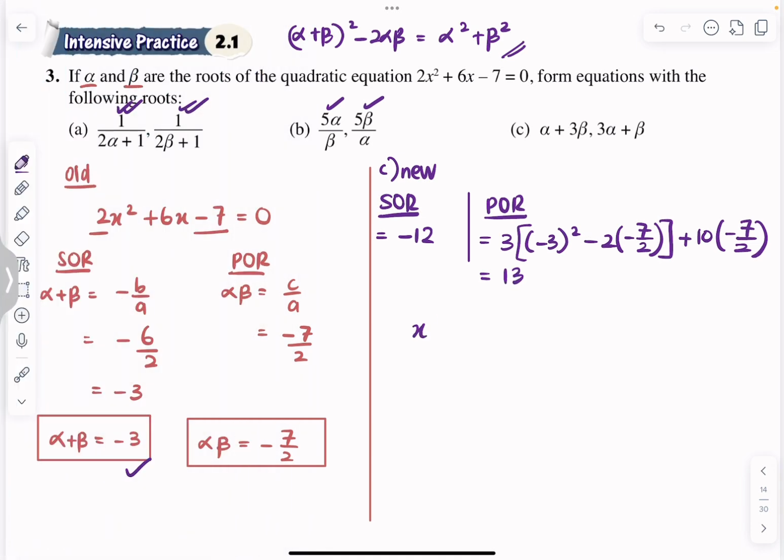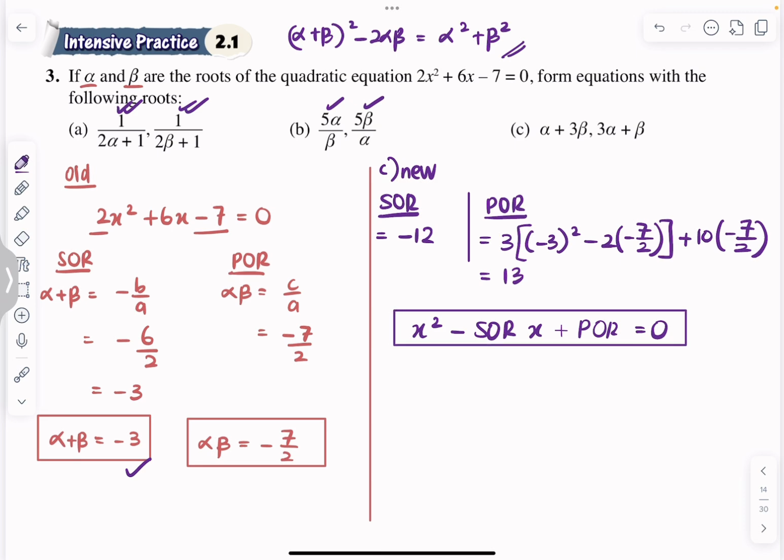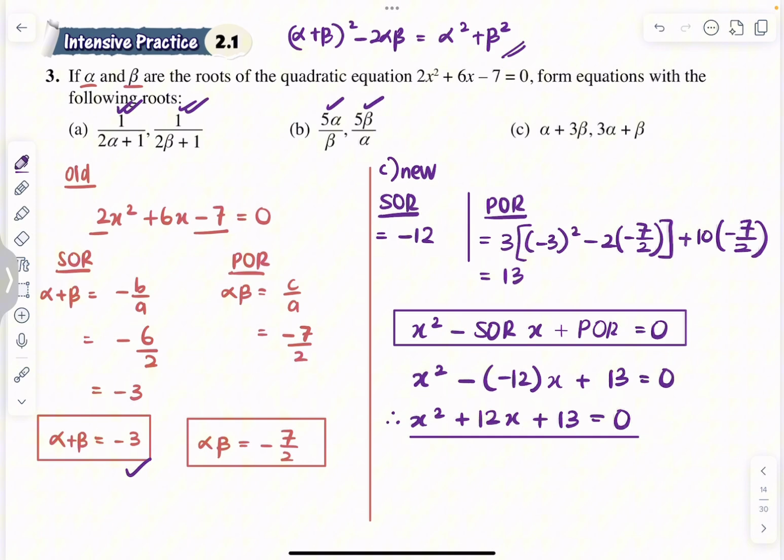So our new equation must be something like this: x square minus negative 12x plus the product of roots, then we expand this. And this will be our final answer. That's it.